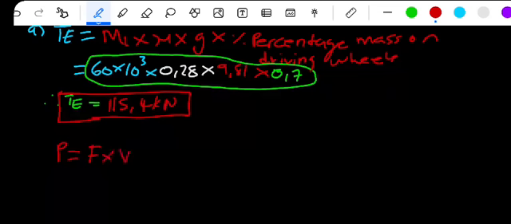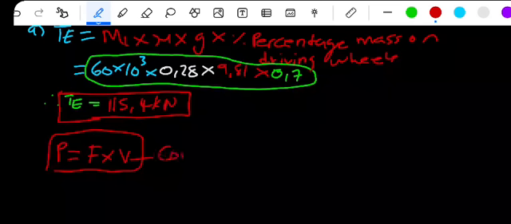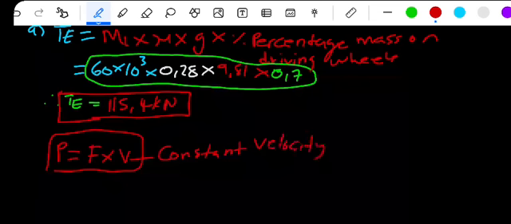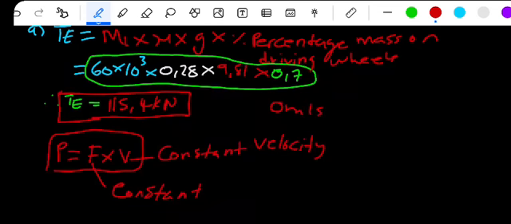We use this formula if you're given constant velocity. I mean that you're not given an average, you've been given one velocity. Also, you've been given a constant force, meaning the force does not change. If they were saying that the train initially starts from rest, 0 meters per second, then goes to a final velocity, you don't use this.